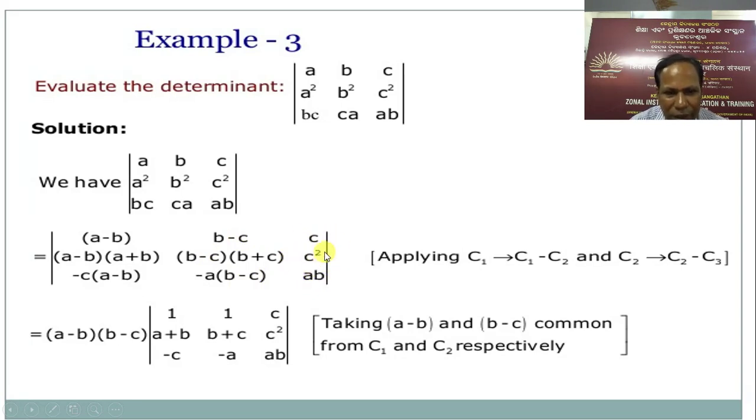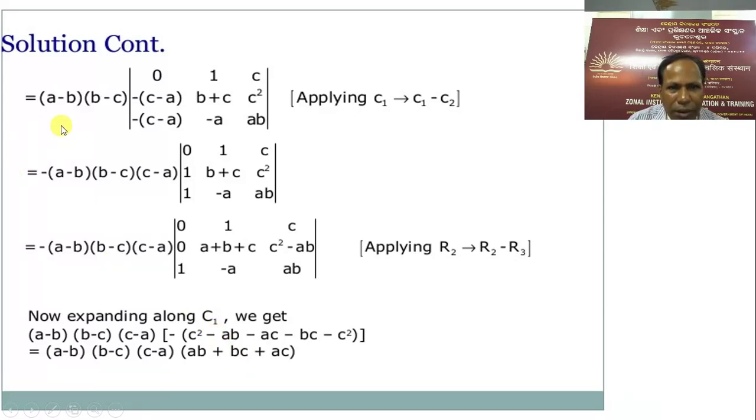There is no change. Now A minus B is present everywhere in the first column. B minus C is present everywhere in the second column. So we can take A minus B and B minus C out. By doing that, we are left with 1, A plus B and A minus C in the first column, 1, B plus C and minus A in the second column, C, C square, A in the third column. So now we'll try to get as many zeros as possible, a minimum of 2 zeros, either in a row or in a column.